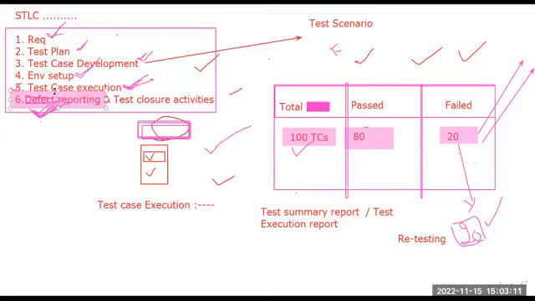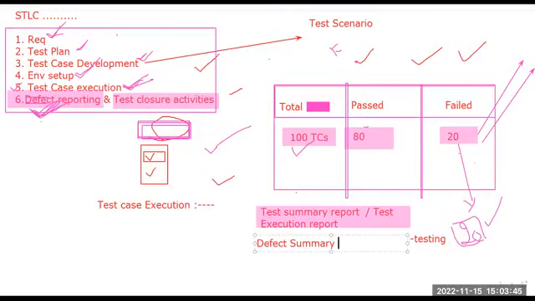Now assume we are done with the test case execution, and we have also retested all the defects that were fixed by the developer. Now finally we can go for the next activity, which we call test closure activities. Test closure is all about stopping your testing. When you stop your testing activity, you have to prepare this test execution report, and along with that a defect summary report. These two documents are required during test closure activities.